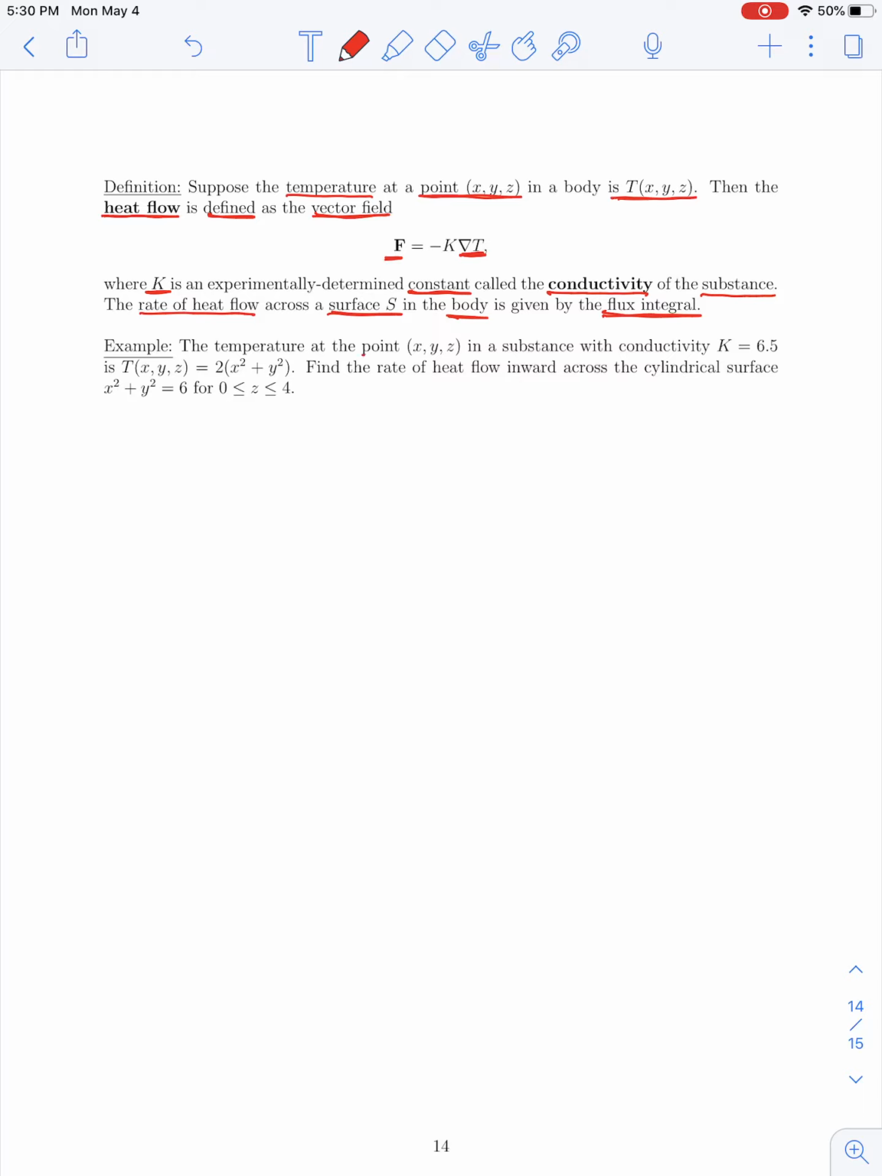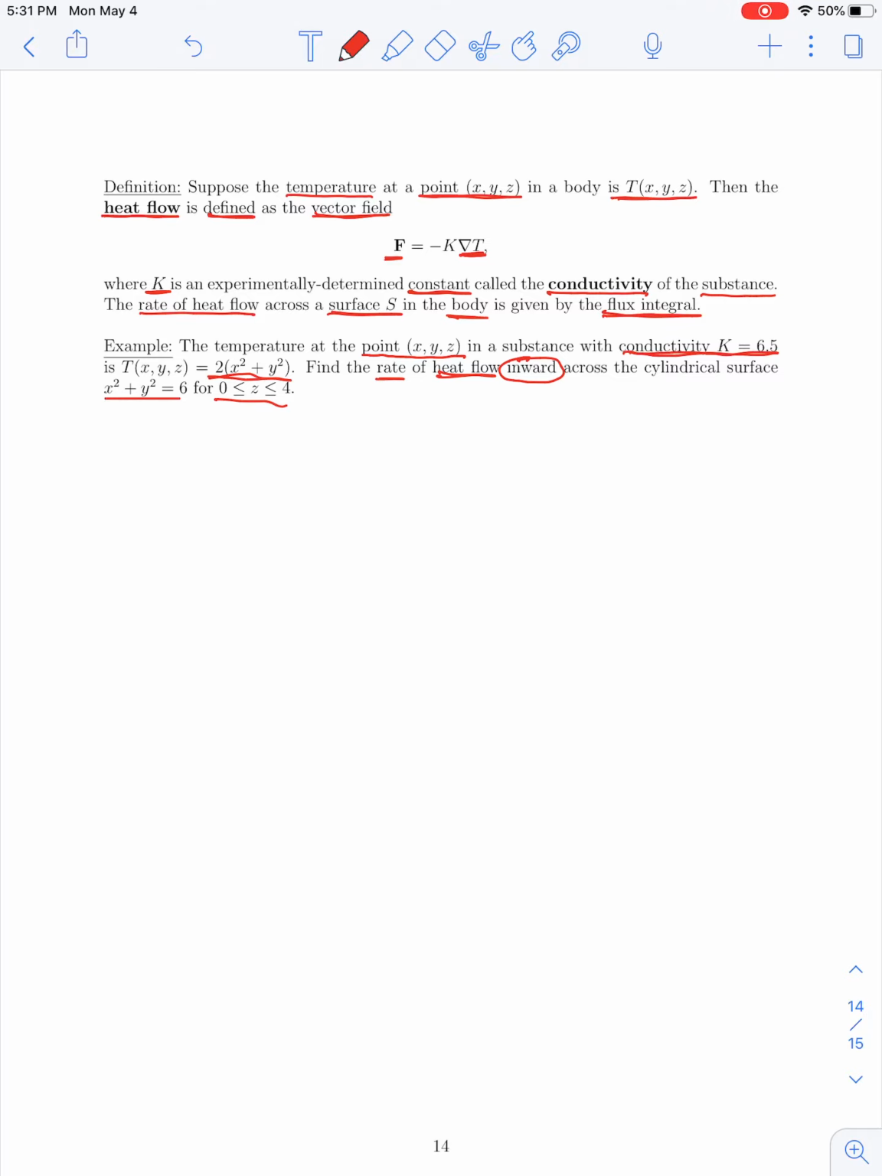Suppose that the temperature at some point x, y, z in a substance with a known conductivity of K equals 6.5 is given by 2 times x squared plus y squared. Then we want to find the rate of heat flow inward across the cylindrical surface x squared plus y squared equals 6 for z between 0 and 4.